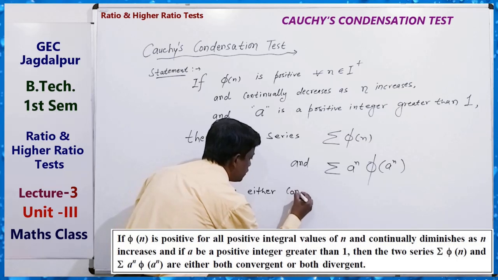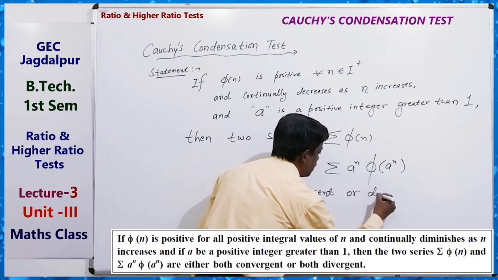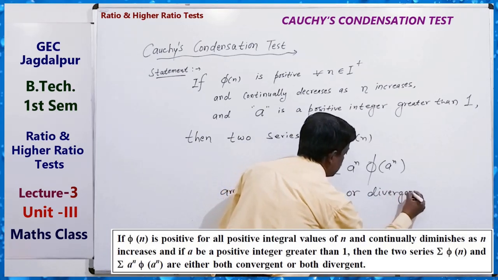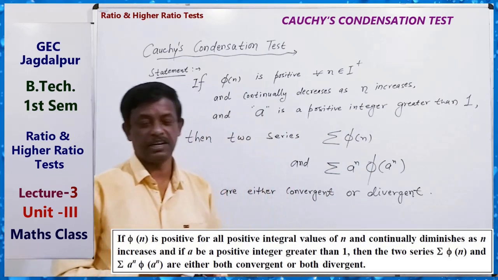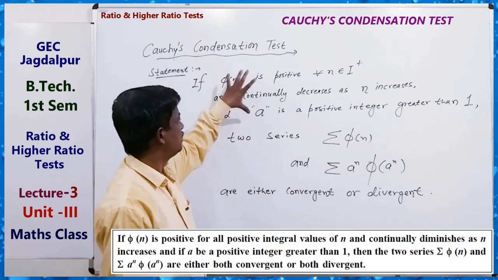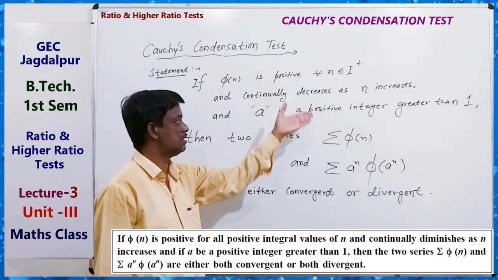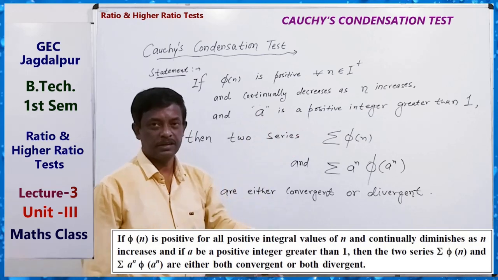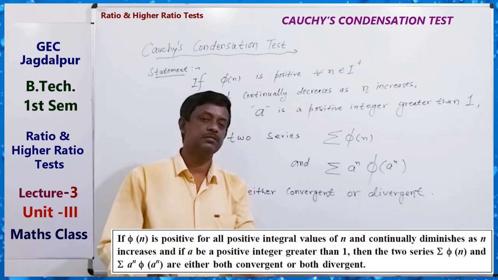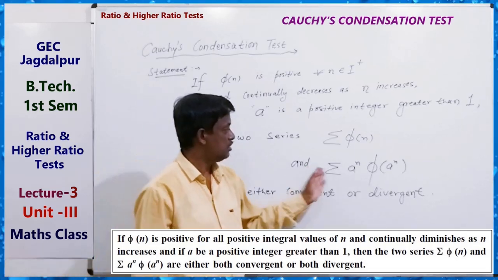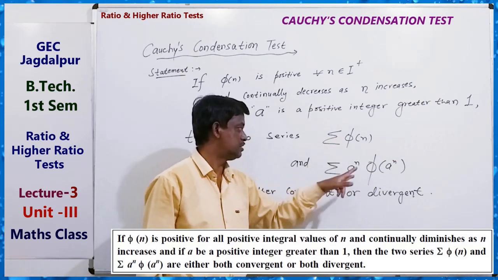either convergent or divergent. Either convergent or divergent. That means what? If we have this type of condition, where phi n, a function of n, is a positive decreasing function, and a is a positive integer greater than 1, and we make two series, then both series are either convergent or divergent. So here this will be the helping series. If this is convergent, then this is convergent. If this is divergent, this is divergent.